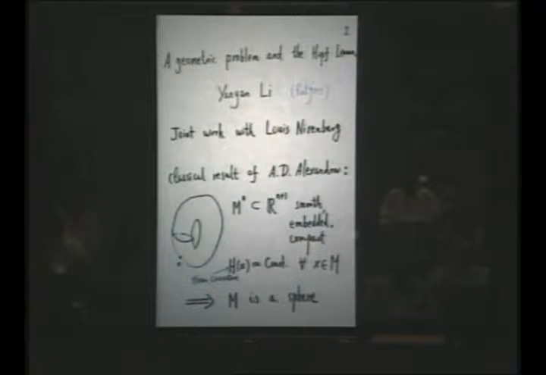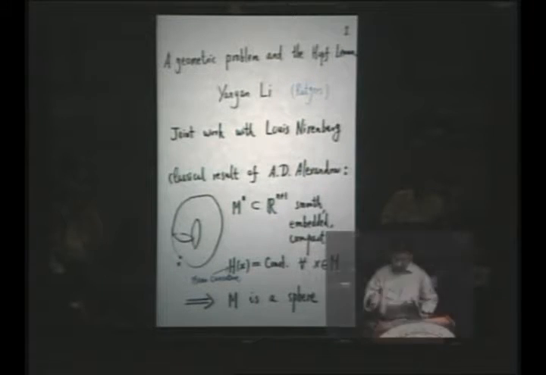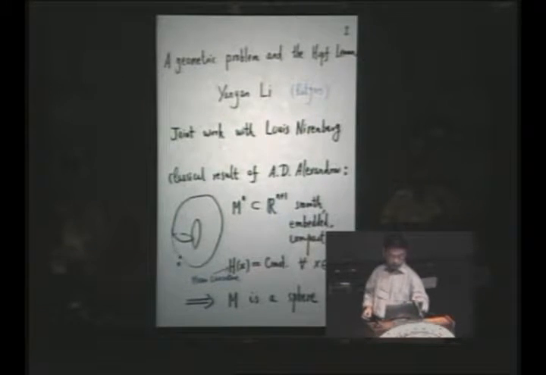There is a classical work of A.D. Alexandrov. It says the following. If you have a closed hypersurface embedded in Euclidean space, so it's bounded and has no boundary, and if you assume that at every point of the surface the mean curvature is constant everywhere on the surface, then this M has to be a sphere.